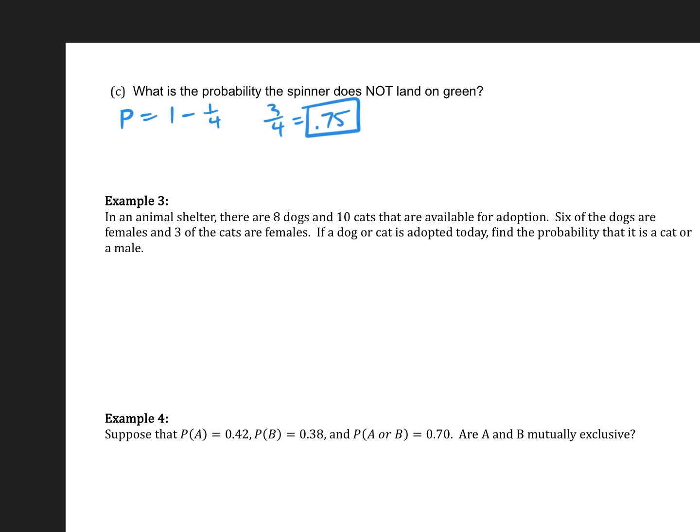In an animal shelter, there are 8 dogs and 10 cats that are available for adoption. 6 of the dogs are female and 3 of the cats are female. If a dog or cat is adopted, find the probability it is a cat or it is a male. So the first thing you want to do is draw a chart.